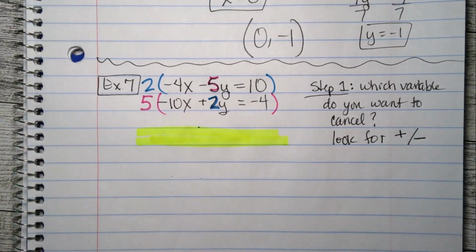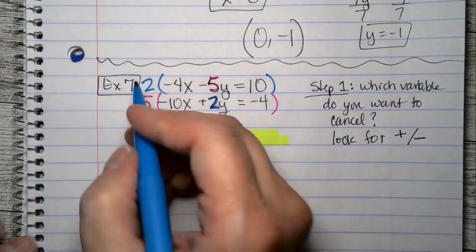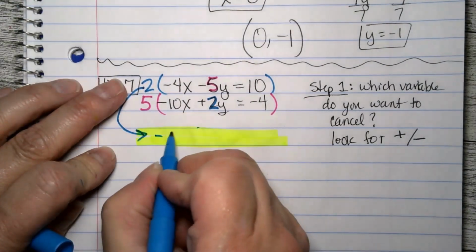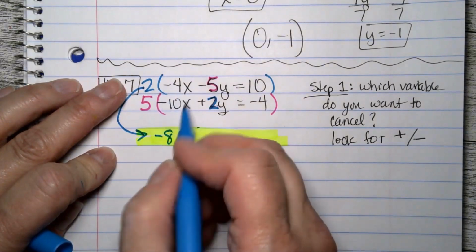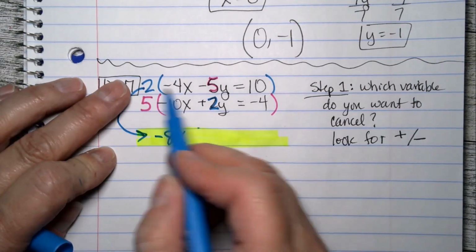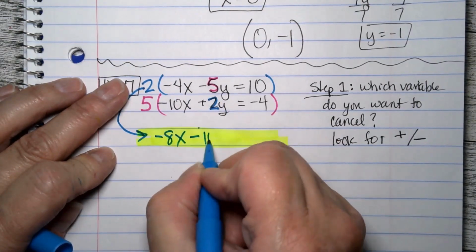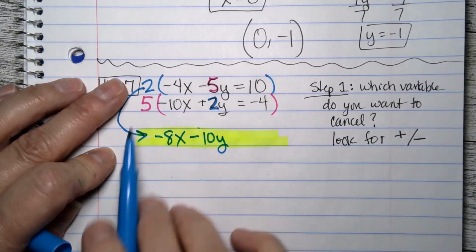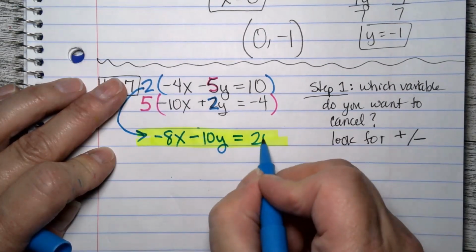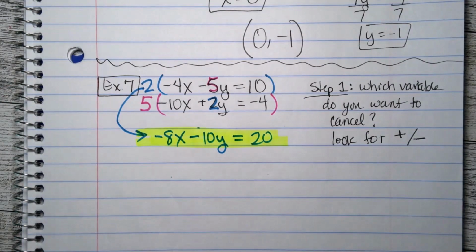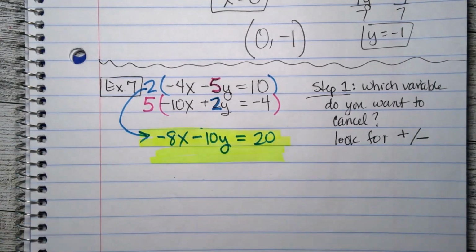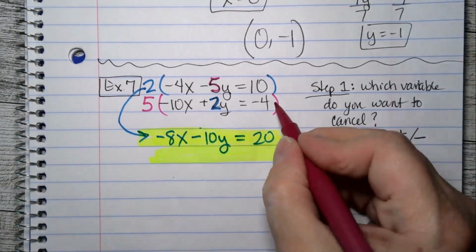So I'm going to take this first one and put it there. So 2 times negative 4 is negative 8x. 2 times negative 5 is negative 10y, which was what I was trying to do. 2 times 10 is 20. Now the bottom one's answer is going to go right there.